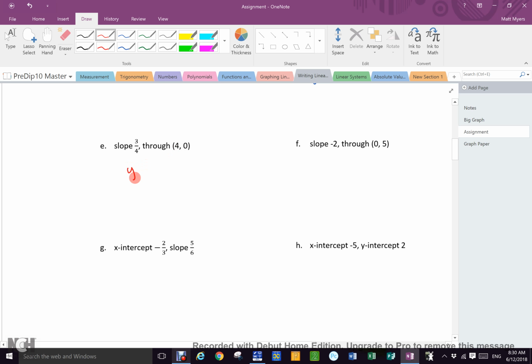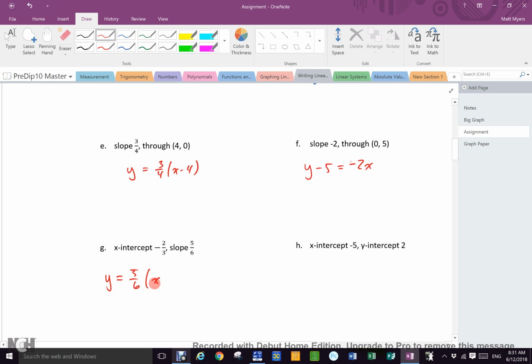This guy, y equals 3/4 x minus 4. Y minus 5 equals negative 2x. Or you could bring the 5 over. X-intercept of negative 2/3, slope of 5/6. So y equals 5/6 x.